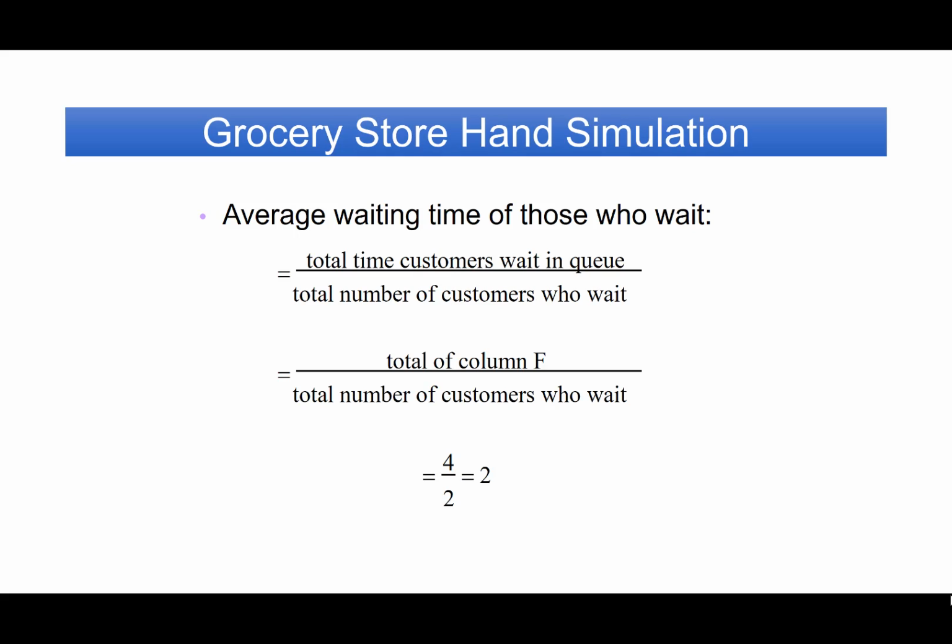The average waiting time of those customers who had to wait would be the total time customers waited in queue divided by the total number of customers who waited. The total of column F is the total time of customers waiting in queue, and you can tell from the table before that the total number of customers who had to wait were only 2. Therefore, 4 divided by 2 would be 2.